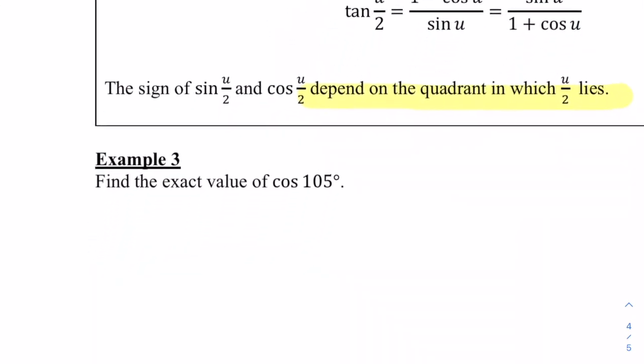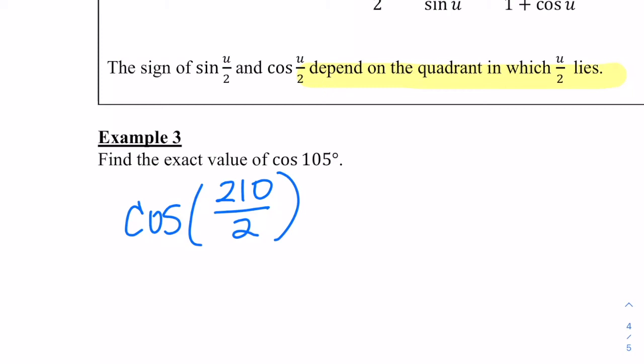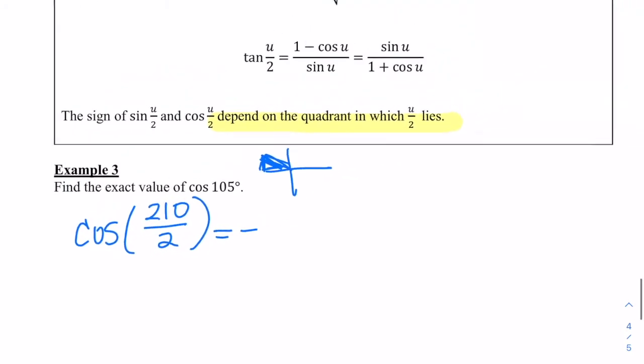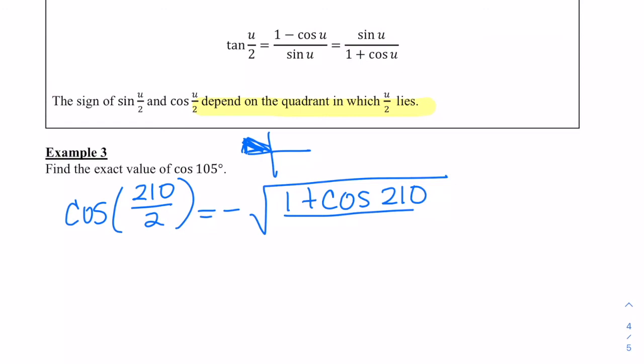So we're going to use cosine 105, but we have to think of its double angle. If we doubled 105, we would get 210. So 210 divided by 2 would give us that 105, and we can use the half angle formula. So just remember cosine of 105. Well, 105 is in the second quadrant, right? So that's going to be a negative. So we're going to have negative times the square root of 1 plus cosine of 210, and it's in degrees, all over 2.